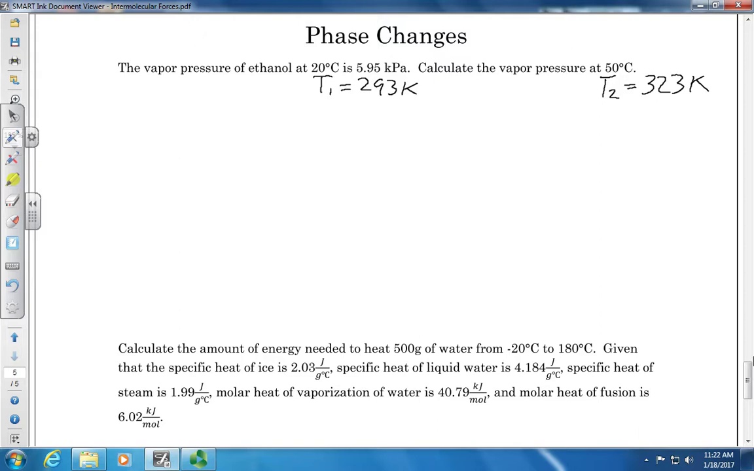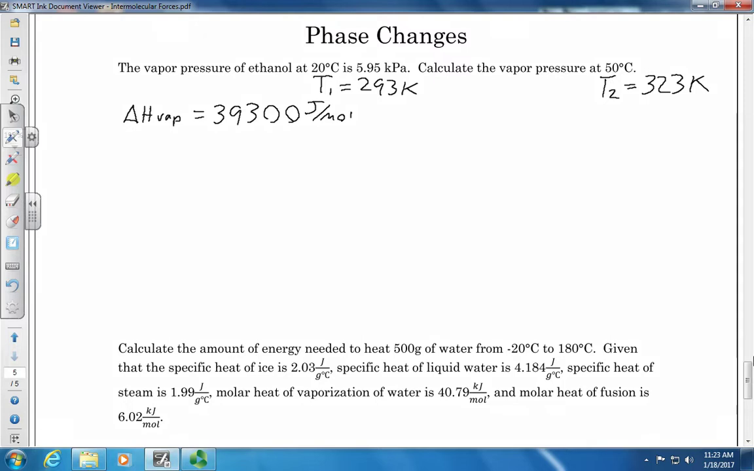And for the pressure, we have 5.95 kilopascals, and you would need to look up the heat of vaporization for ethanol. This should be provided in your book, and I will go ahead and write down what it actually is. So our heat of vaporization, HVAP, is going to equal 39300 joules per mole. And you can look that up relatively easily. So, given this information, where do we proceed?